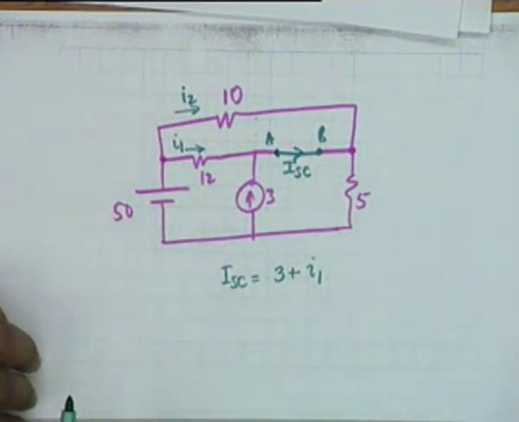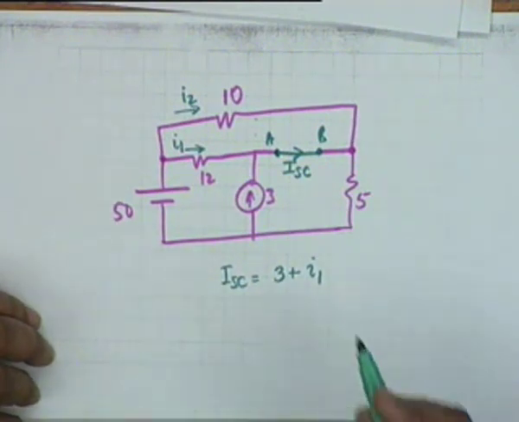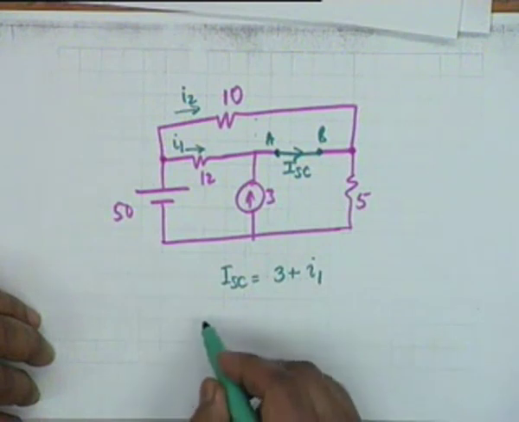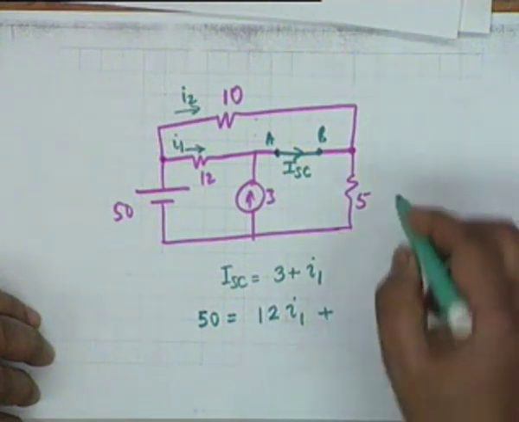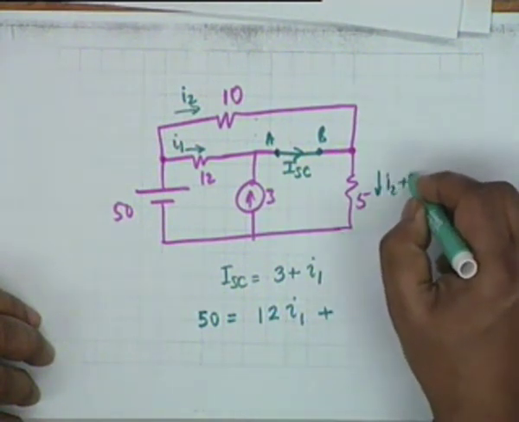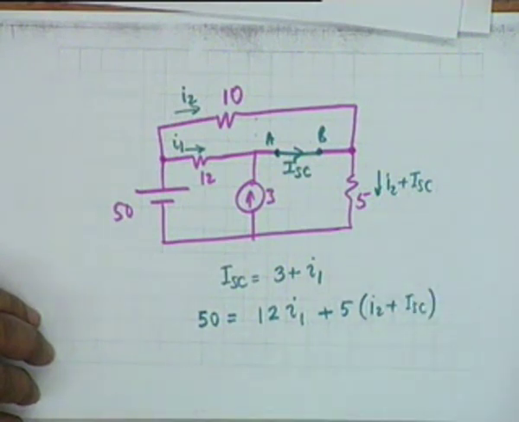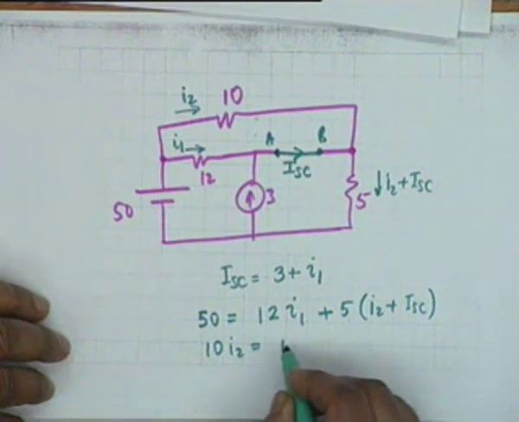Then, how many unknowns are there? Just two. So, let's express everything in terms of ISC. And we write two loop equations. The first loop is 50, 12, 5. Agreed? Then I get 50 is equal to 12 I1 plus 5 times I2 plus ISC, and the other loop equation is this, 10 and 12. Obviously 10 I2 shall be equal to 12 I1.